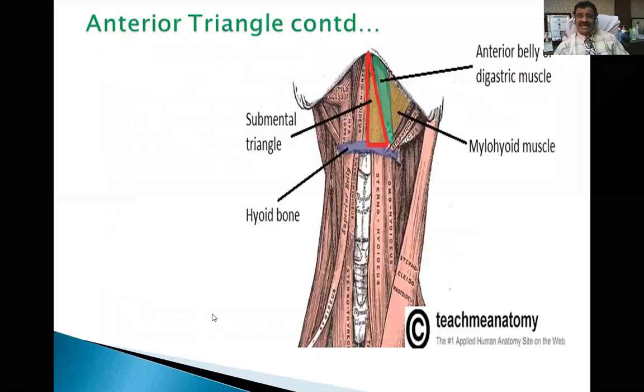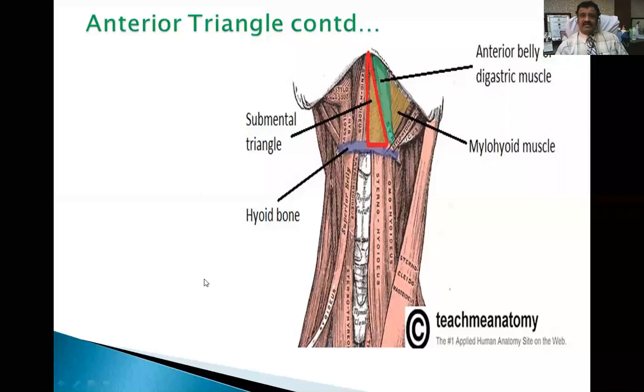Here you can see in this diagram, the triangle which we are talking about is the submental triangle. You can see here, the apex is towards the chin. We're talking on one side, and there is another triangle on this side. The base is formed by the hyoid bone, and here you can see this anterior border and the posterior border. On the floor there is a mylohyoid muscle.